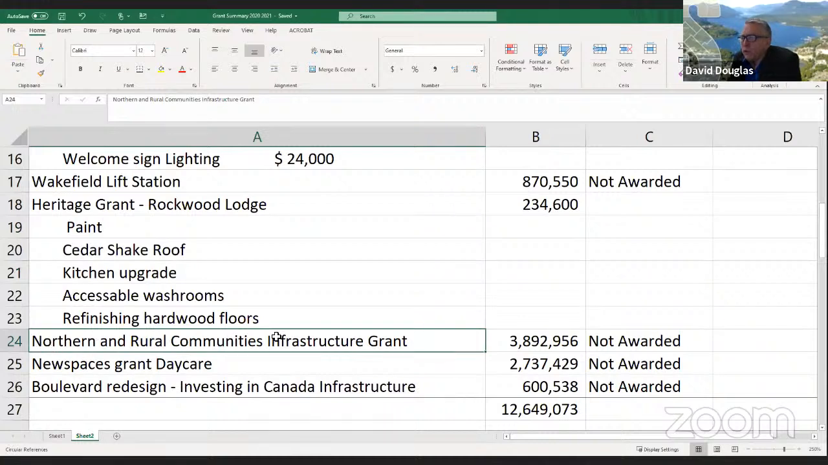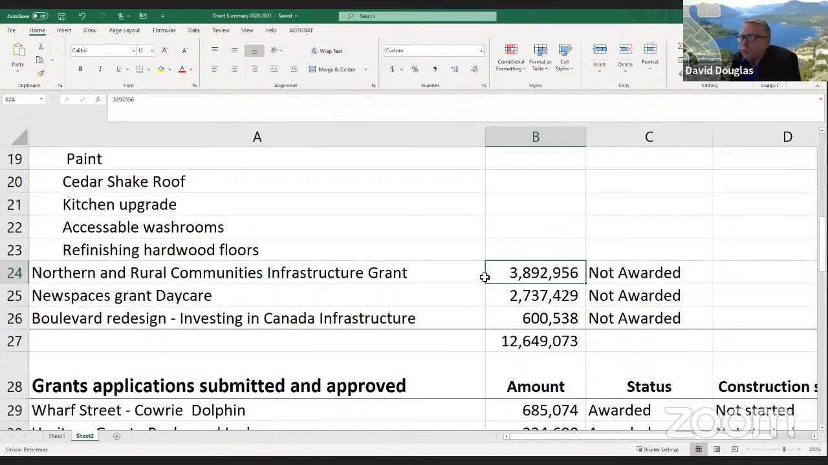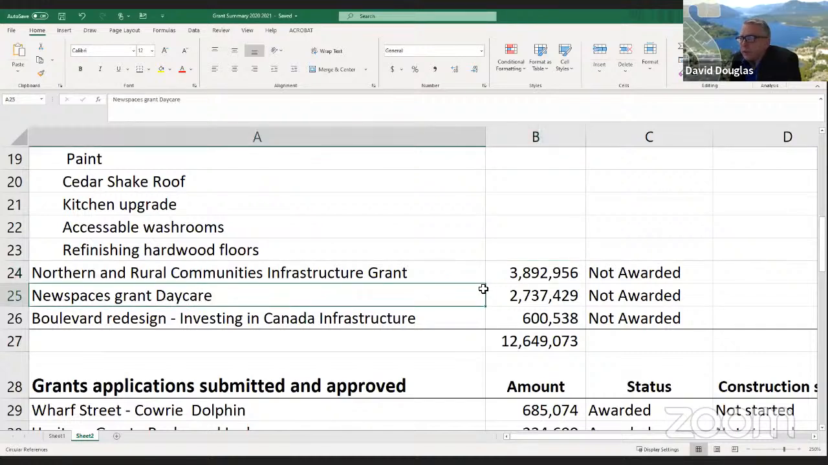Northern and Rural Communities Grant. This was applied for, I think, back in November. It's a $3.8 million grant. It's really phase 2 of Trail Avenue. We have not heard anything on this one either. This is a short turnaround grant, and if they award this, they want to see people in the ground almost immediately. I think we felt lucky we had a shovel-ready project in this regard, so we can get going on it soon.